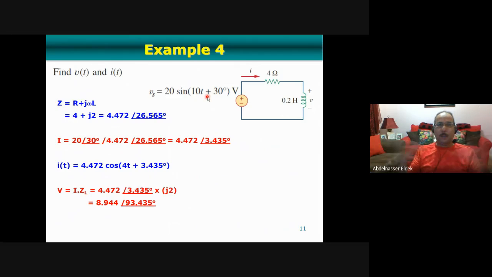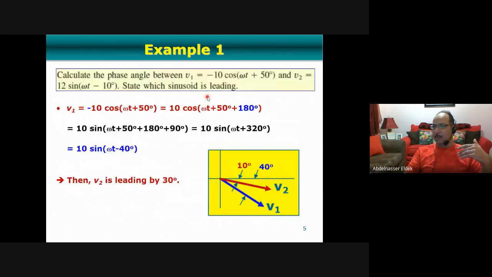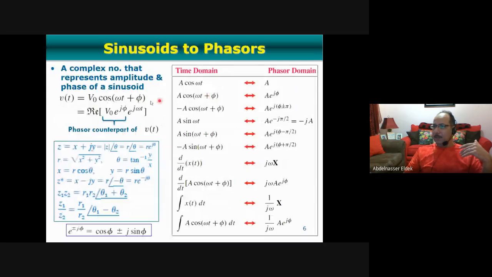But if you have multiple sources, and this source is sine, this source is cosine, this source is cosine, this source is sine, then it is important that you have all of them either sine or cosine. So here, the standard is cosine. So you see, when you have a sine here, you can convert it to cosine. So you have a sine, amplitude A and angle phi, and you add a negative pi over 2 to convert it to cosine, and so on.